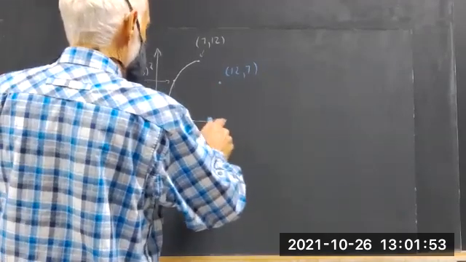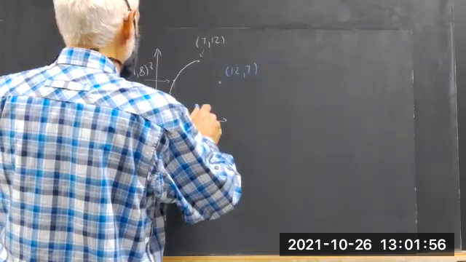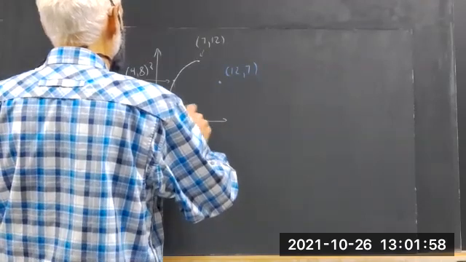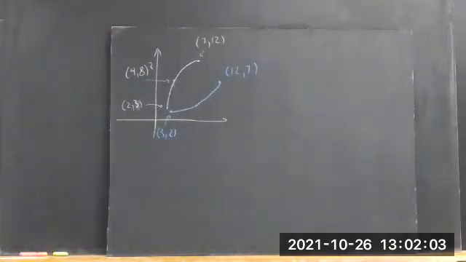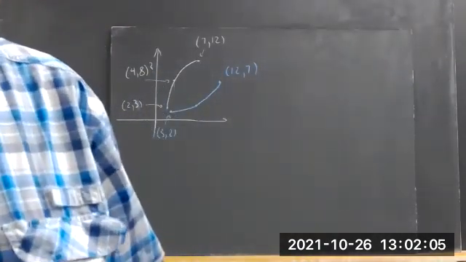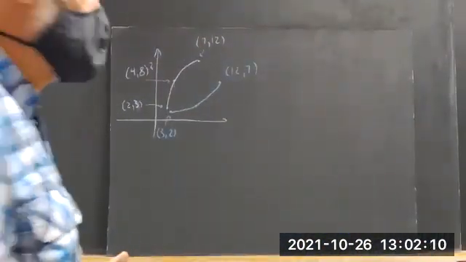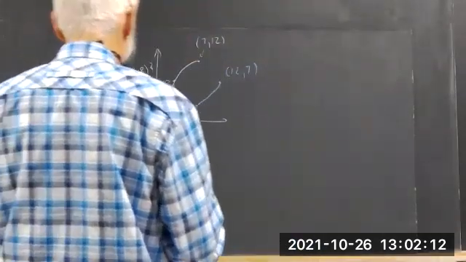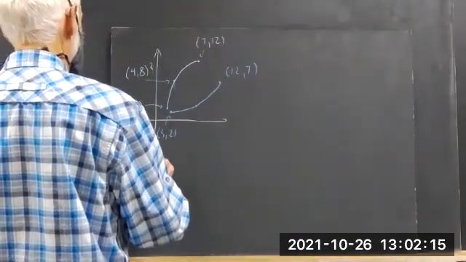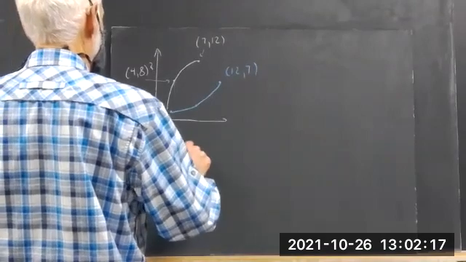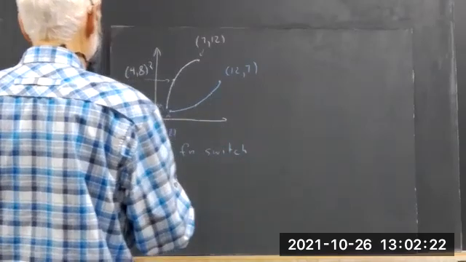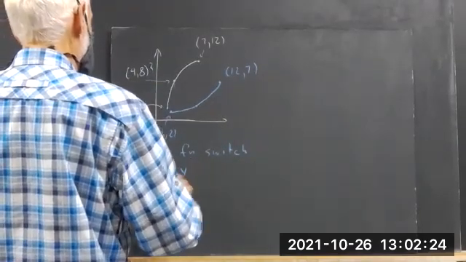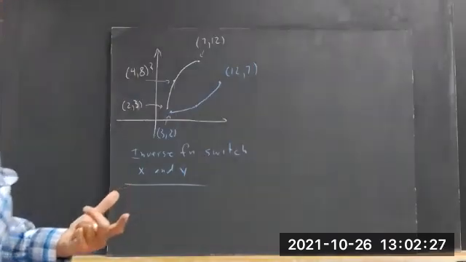You know, there's 12, there's 8, there's 3, there's 4. So you got something like this. Now your graph looks like this. There's your inverse function. You just switch x and y, right? Any questions about that?